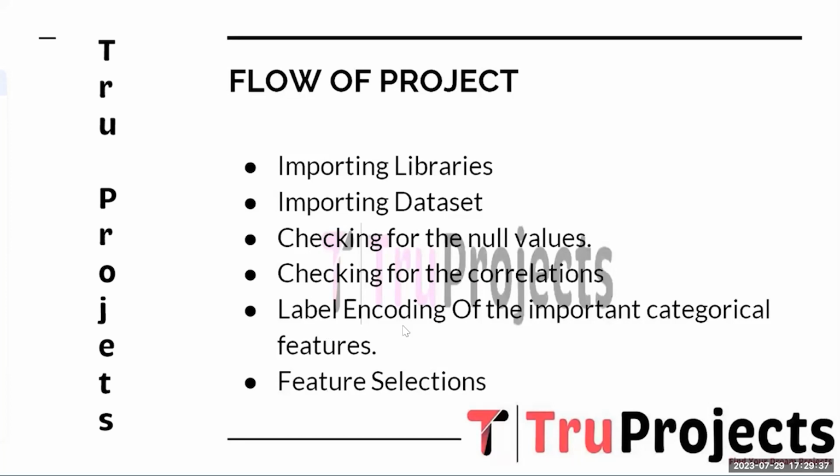And the next step is label encoding of the important categorical features. Categorical features that are crucial for the student classification are encoded into numerical values using label encoding. This conversion allows the categorical data to be used in the machine learning algorithms effectively. And the next step is feature selection. Feature selection techniques are employed to identify the most relevant and informative features for the student classification. This step helps reduce the dimensionality and improves the model efficiency and interpretability.